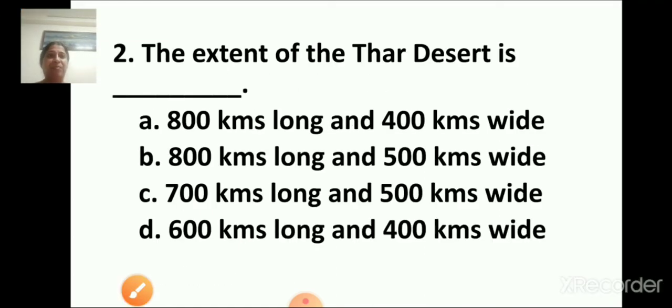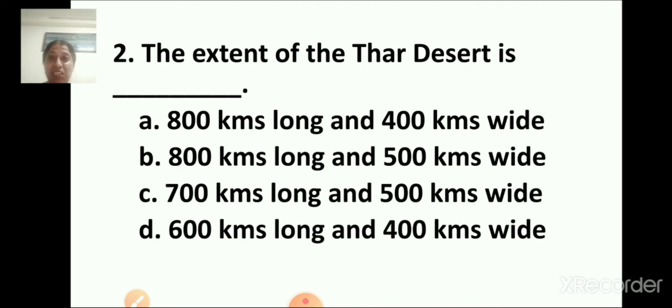Next question. The extent of the Thar desert is dash. Option A, 800 kilometers long and 400 kilometers wide. Just recall. Okay. Option B, 800 kilometers long and 500 kilometers wide. Option C, 700 kilometers long and 500 kilometers wide. Option D, 600 kilometers long and 400 kilometers wide.